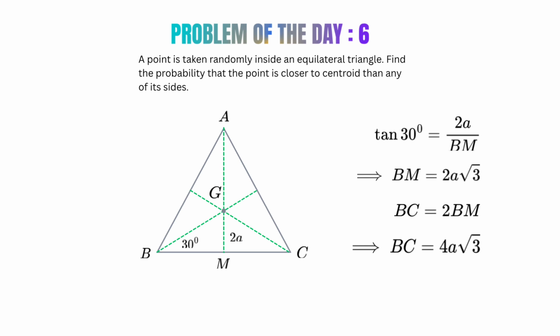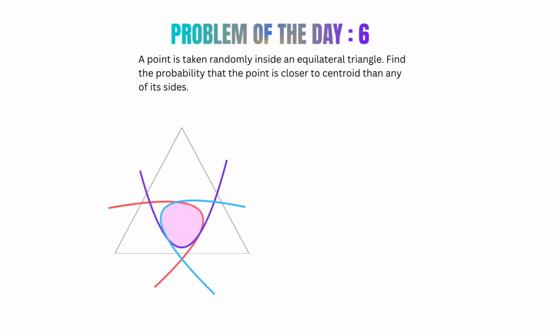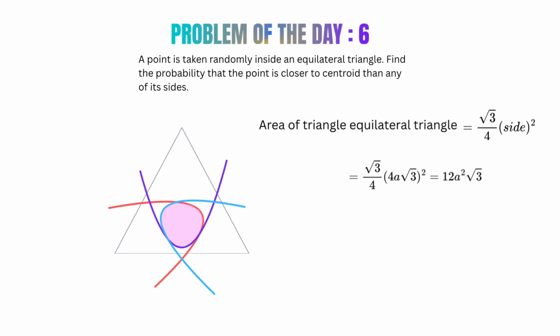And now, the final step. We've determined that the side length of our equilateral triangle is 4a root 3. With this, calculating the area becomes a simple application of the standard formula. Area is equal to root 3 into the square of the length of the side, divided by 4. Substitute the value of the side. This gives us the total area of the triangle, clean and exact, which is 12a squared into root 3.